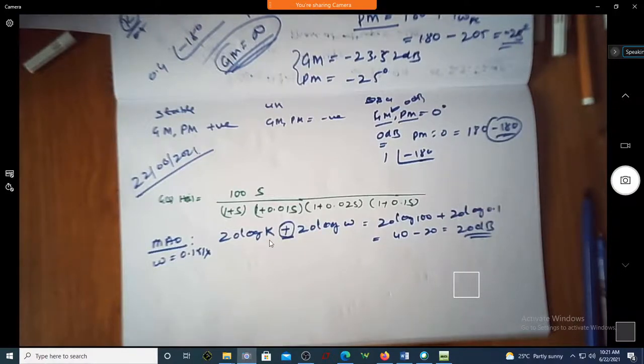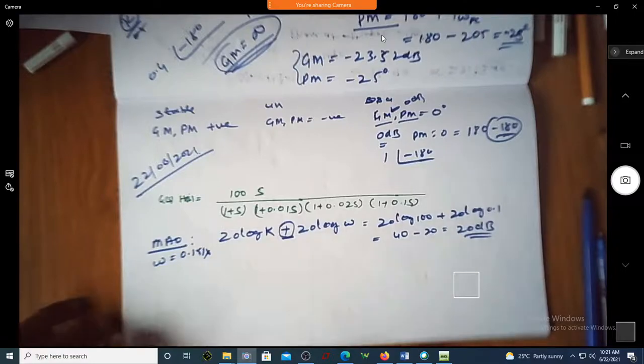Now, is there anyone who is having doubt why it is 20 log k plus 20 log omega for a 0 at the origin? Ayush, can you tell me why it is plus? How do you justify plus is correct? Sir, because origin is at 0. It's not that origin is 0, there is a 0 of the transfer function at the origin. If it is so, why should it be plus? And what is actually the significance of this magnitude at origin?